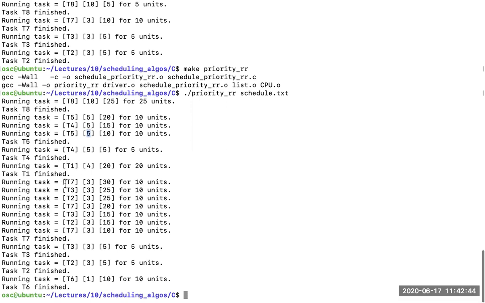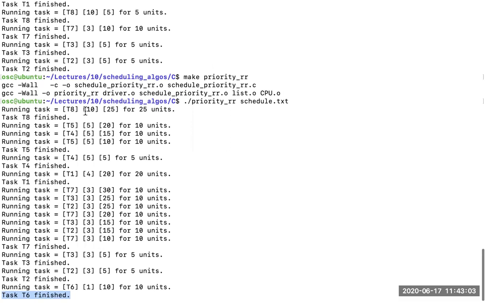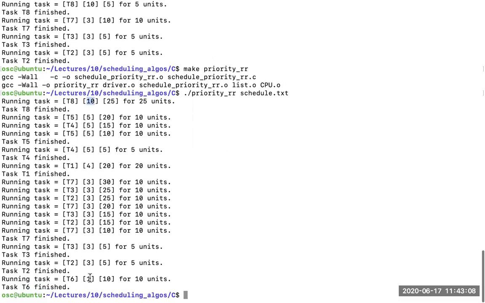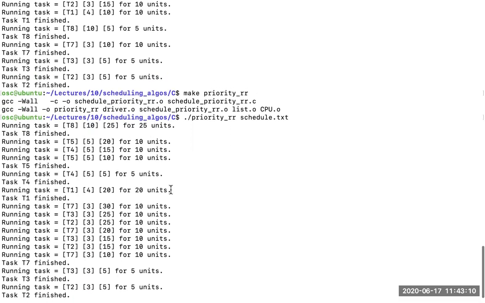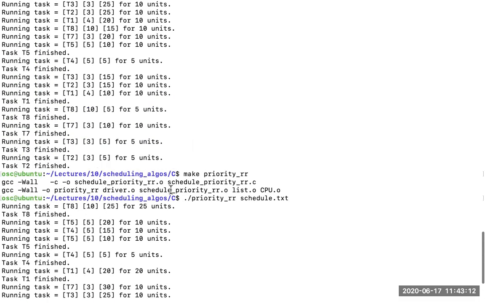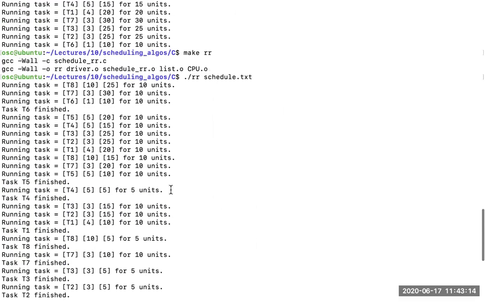And then here you can see there are three tasks, 7, 3, 2, which have the same priority of 3. So they are now executing by round robin. And once they finish, the task which has the lowest priority is finished. Now here the higher the number, the higher the priority; the lower the number, the lower the priority. This is basically how the jobs are being executed.